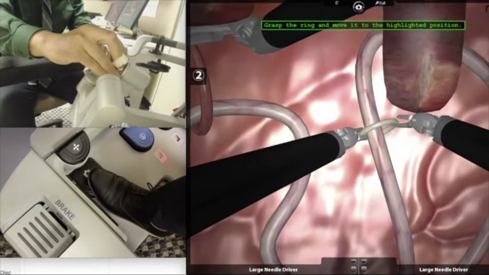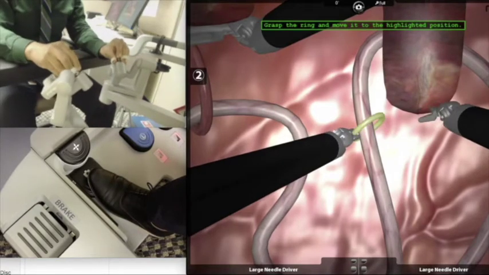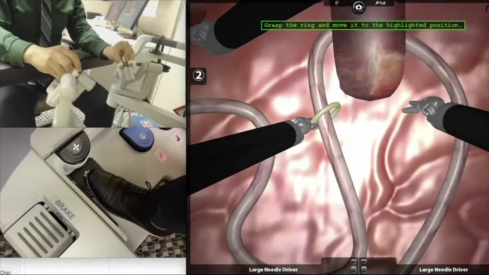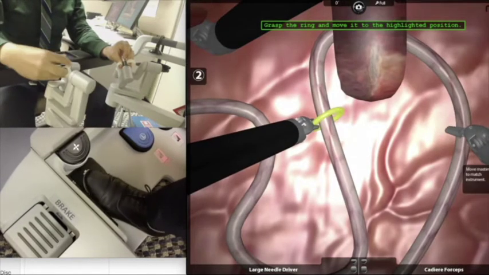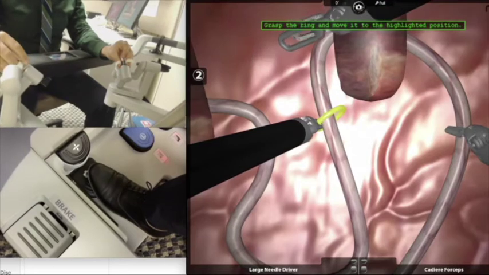It is then handed over to the left arm. The right arm is cleared away to provide room for the fourth arm that is to be toggled in to retract the flap. Notice all three instruments remain in view at all times.